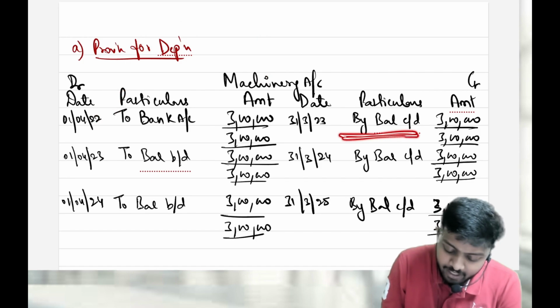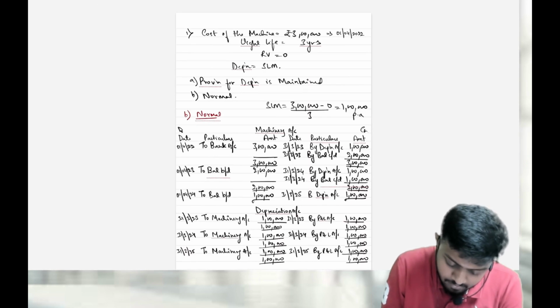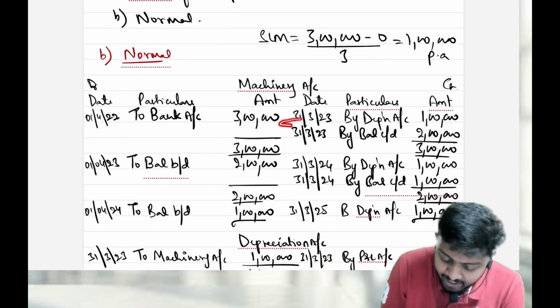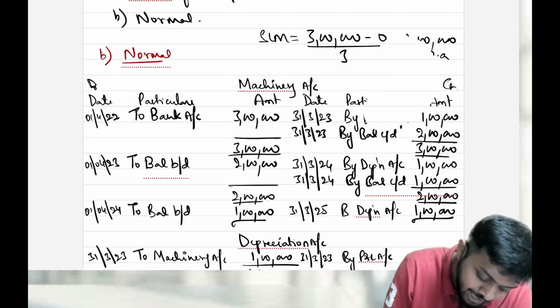If some entry is there here, it's a balance. Of course, it cannot be an entry. For example, here we have an entry on the credit side. Okay, depreciation. How to find out the entry? Anti-clockwise.